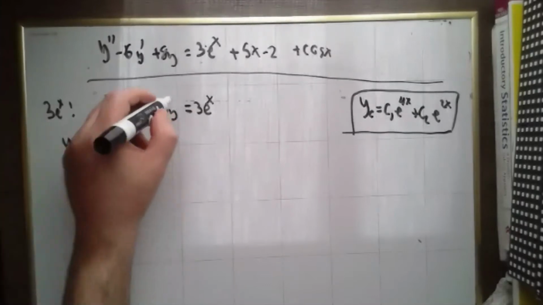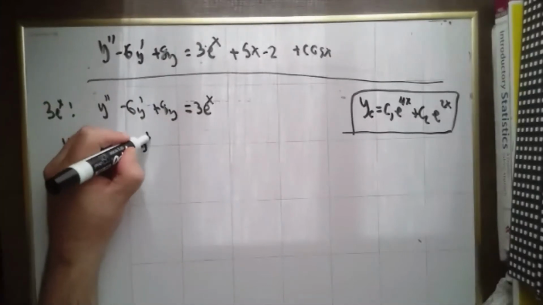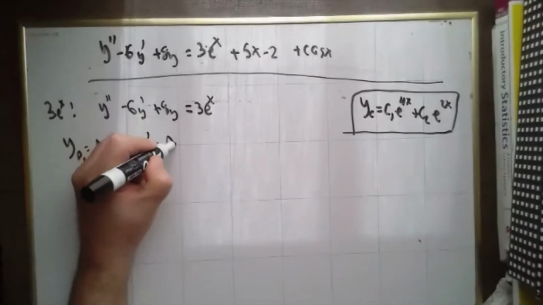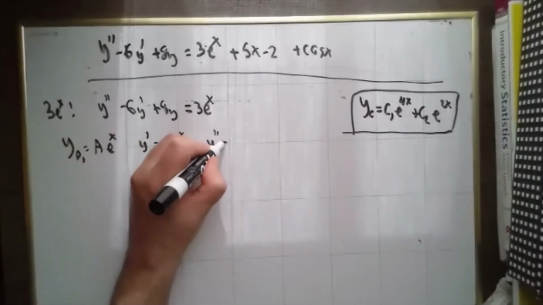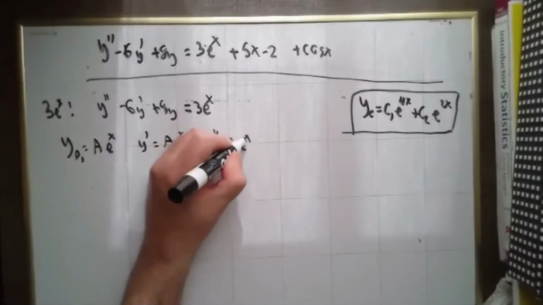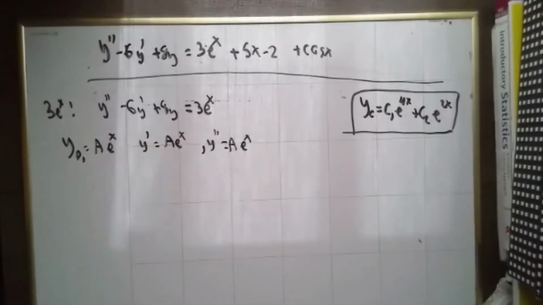So let's plug it in and see what happens. His derivative would be a e to the x. His second derivative would also be a e to the x. Notice, by the way, this is important.